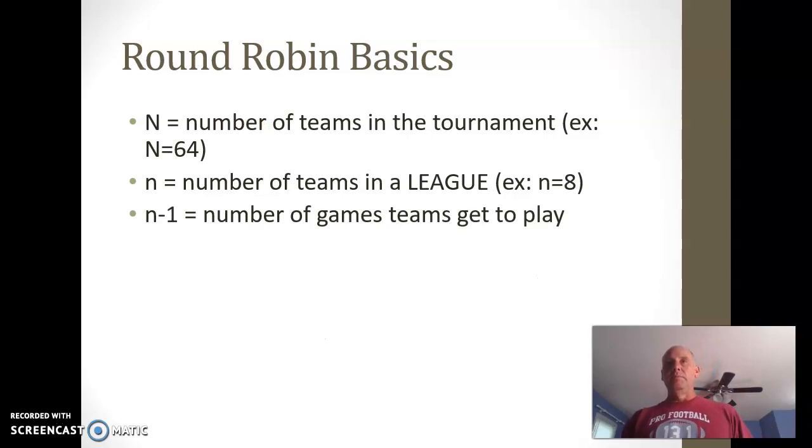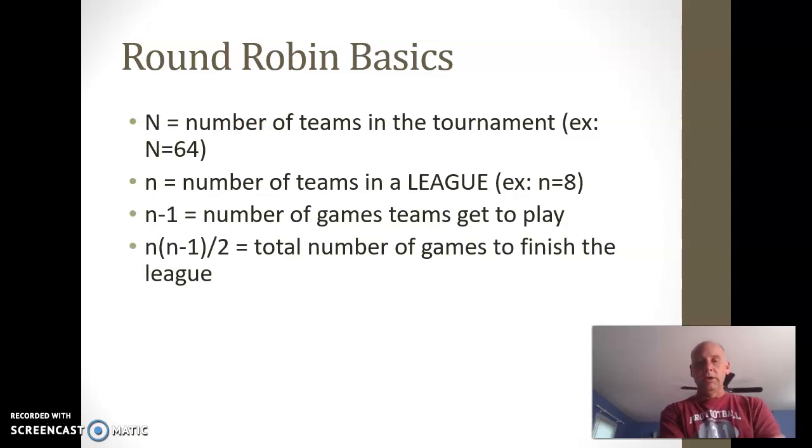Next is the number of games that each team gets to play. Each team is in a league, and you play everybody in the league based upon round robin. If we have 8 teams in the league, my team is one of those teams, so I'm not going to play against myself. So it's always lowercase n minus 1. That means if my team is playing in an 8-team league, I'm going to play 7 games because I have 7 other opponents within that league.